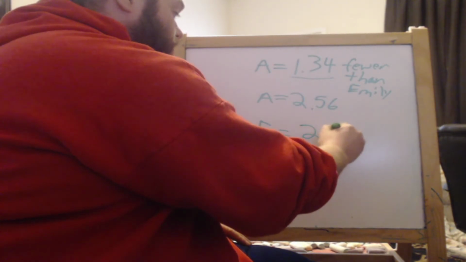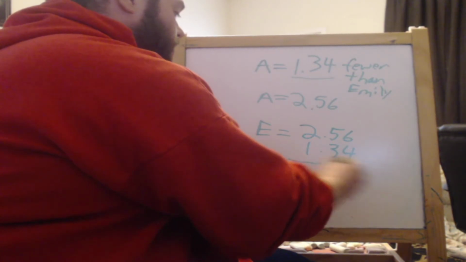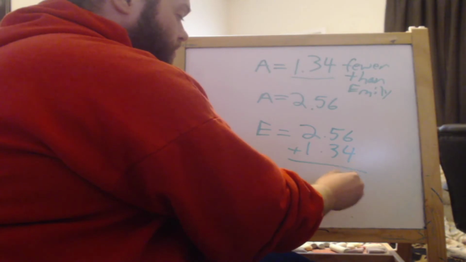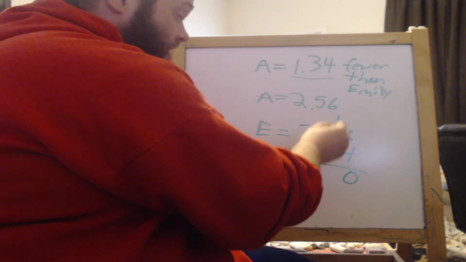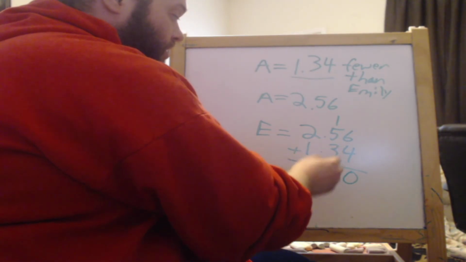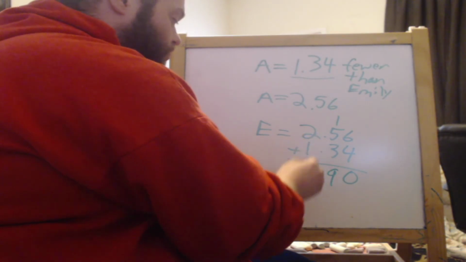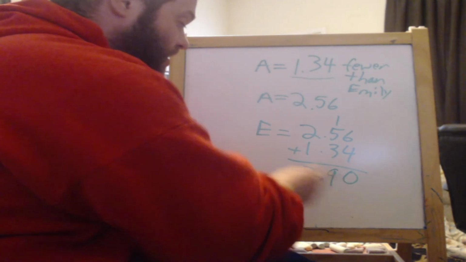So 2.56, remember, all we have to do is line up the decimals. 6 plus 4 is 10, so 0, and we carry the 1. 1 plus 5 is 6. Plus 3 is 9. Bring the decimal down. 2 plus 1 is 3. So the answer would be 3.90.